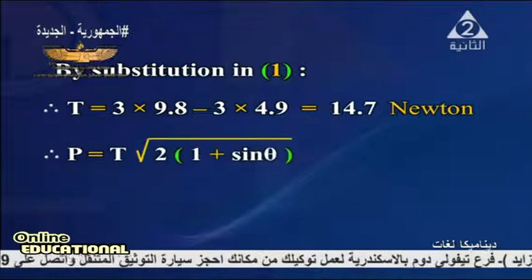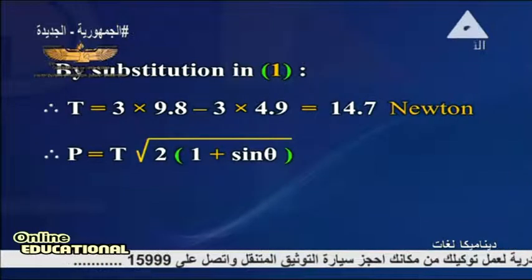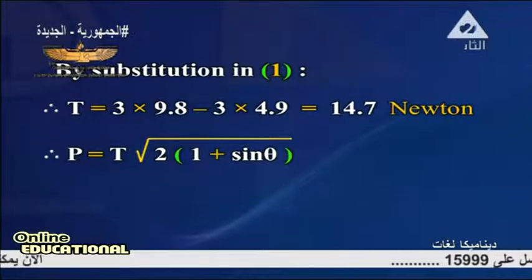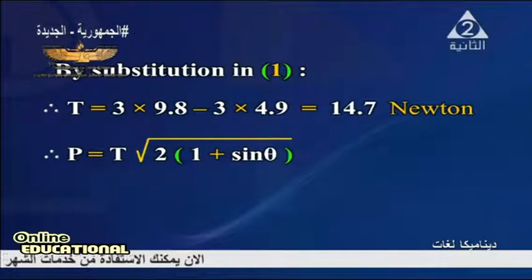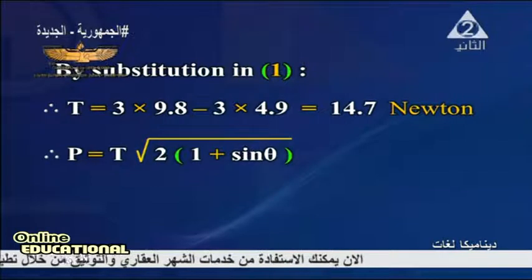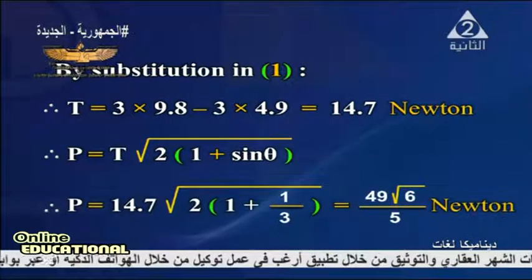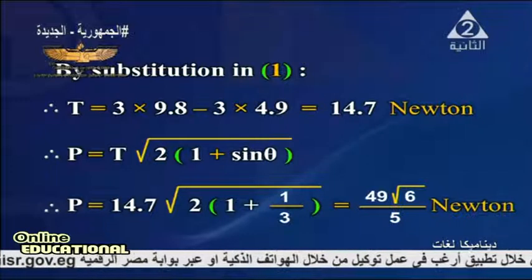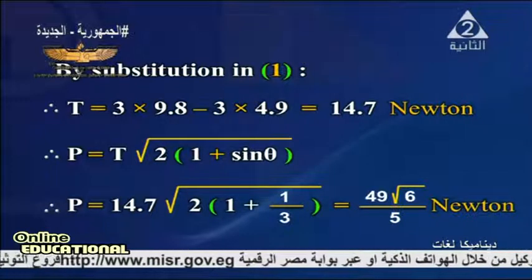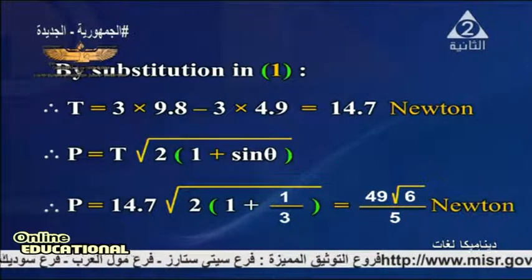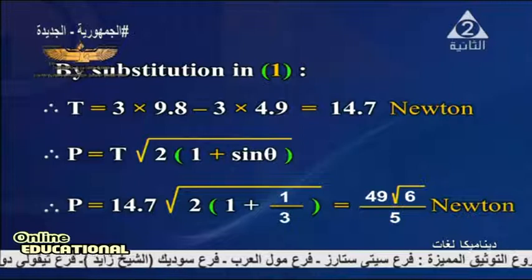And the pressure, in case the pulley is fixed at the edge of the inclined plane, the pressure P equals T root 2 times the quantity 1 plus sine theta. Then the pressure equals 14.7 root 2 times 1 plus 1 over 3 equals 49 root 6 over 5 Newton.